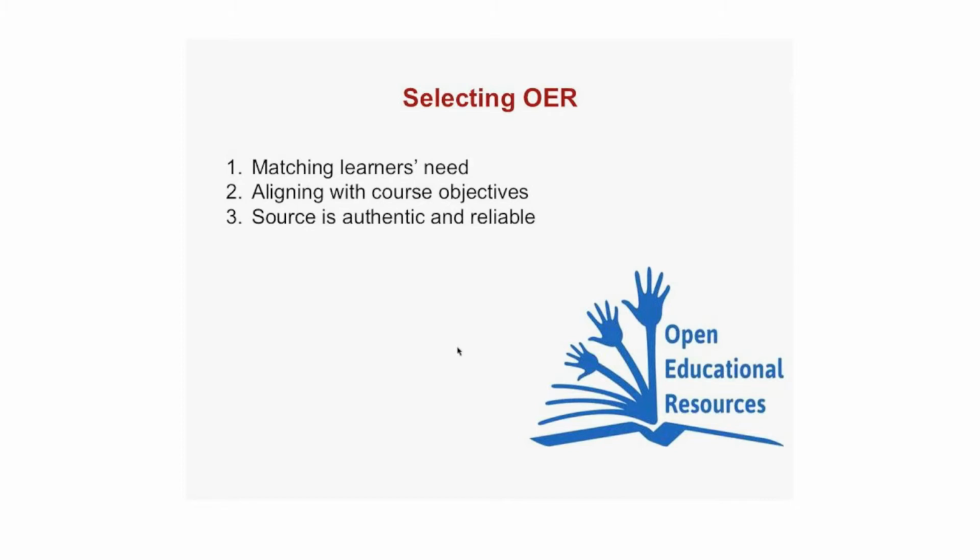And make sure the source is authentic and reliable. This is one concern about some YouTube videos. If you found a video on YouTube, you can embed it in your course if it's under a Creative Commons license. However, there's a concern that one day it could be removed or disappear. So we usually suggest finding video from your university library, which is more reliable.